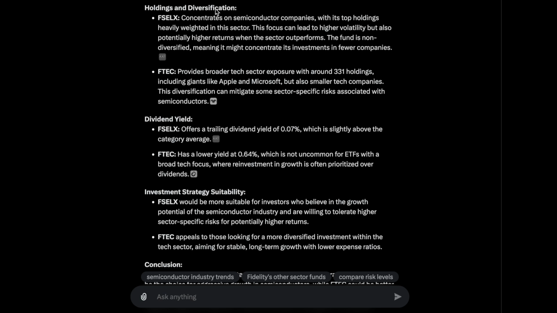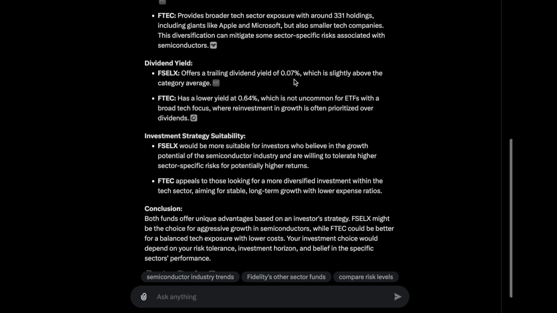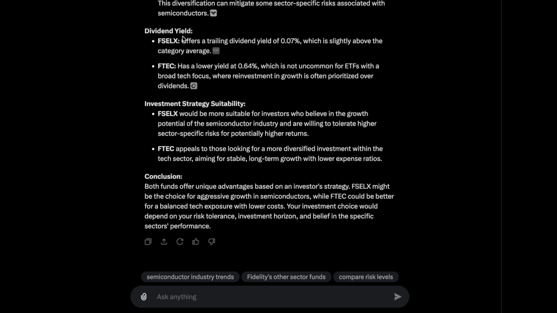I think it's good for you guys to see this. As you see here, FSELX focuses on semiconductors, and the top holdings heavily weighted in this sector. So that's why you see NVIDIA at 25% versus FTEC's only 15% to semiconductors. FTEC is more heavy in Apple and Microsoft and NVIDIA, which gives it a little bit more diversification. And then with the dividend yield, you're not getting much with FSELX. You're getting a dividend yield of 0.07%, where FTEC has 0.64%, so definitely better yield in that aspect.